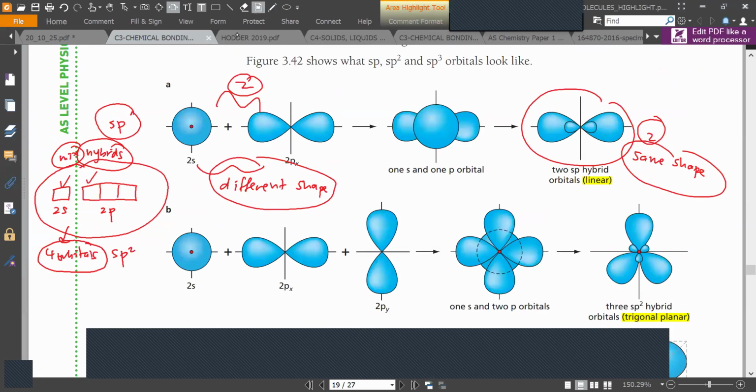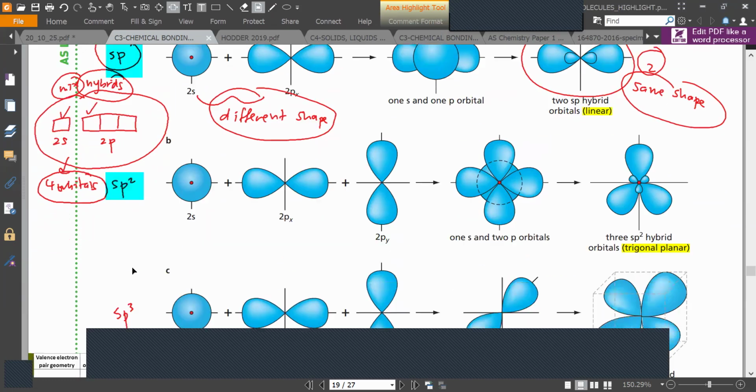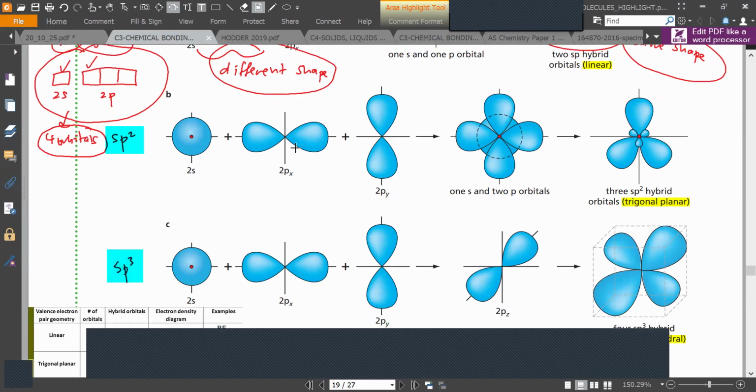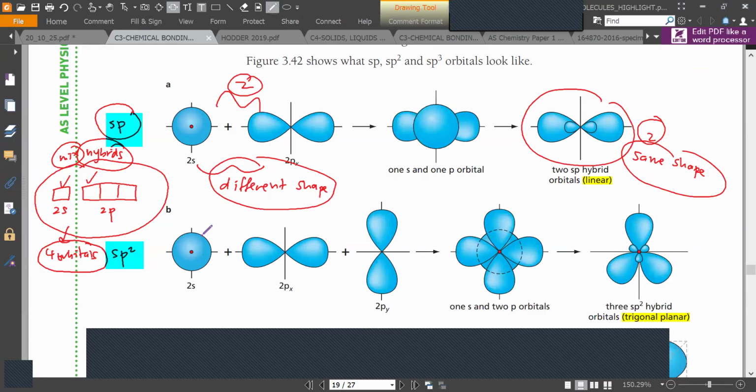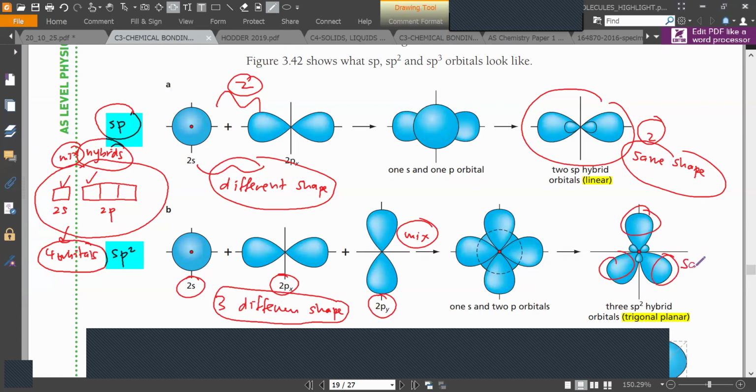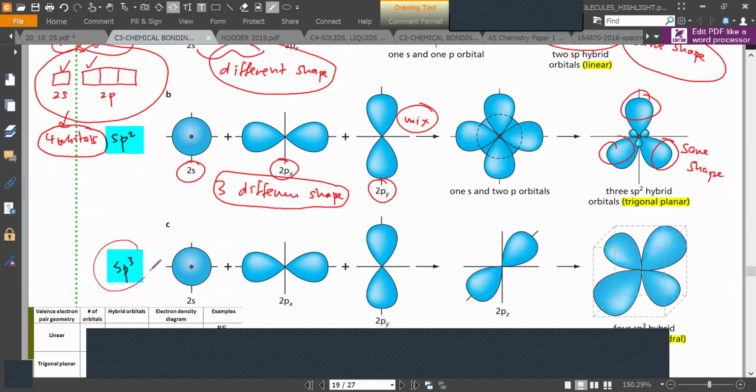It depends on the situation, so we can have sp, sp2, sp3. In this case, we choose one s and two p, taking 3 different shapes, and we mix, hybridize, into 3 orbitals of the same shape. And then for the sp3 hybridization, we take this one, okay, hold on.